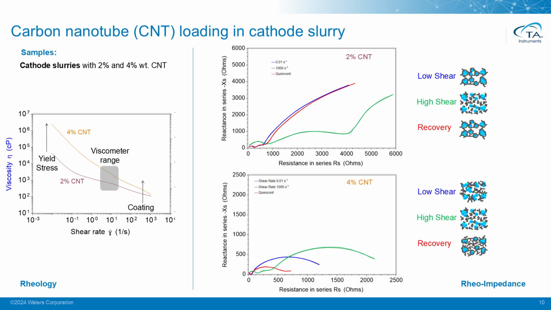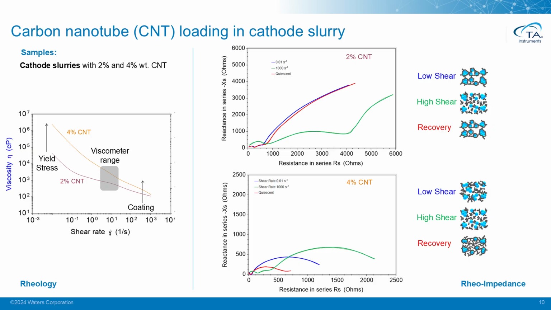Whereas we see a significant difference between the blue and the red curve in the lower diagram for the 4% CNT sample. So that directly indicates that there is some significant change happening in the sample, right, due to the coating process.